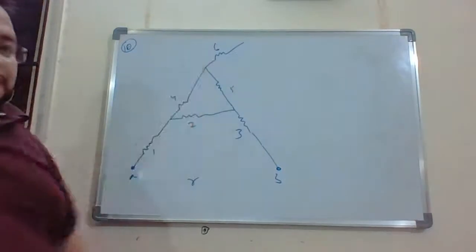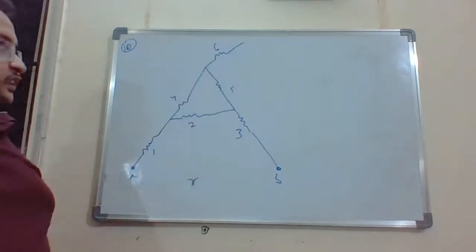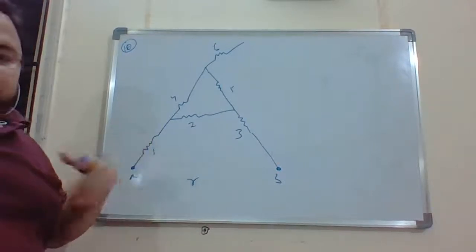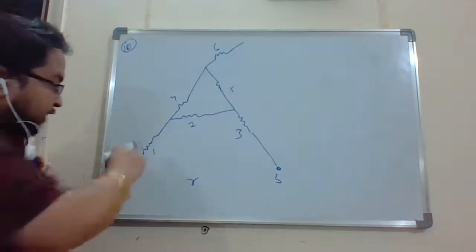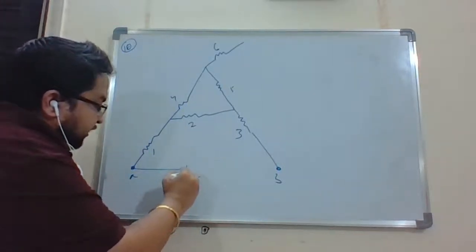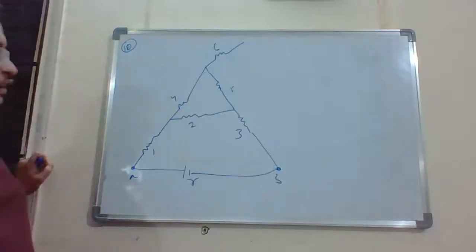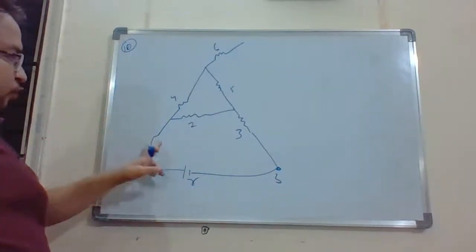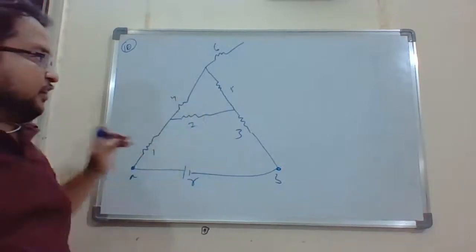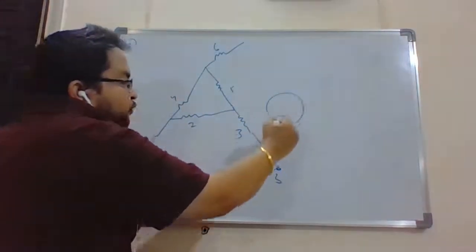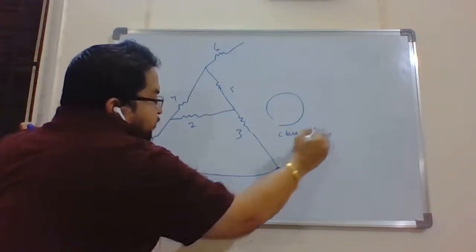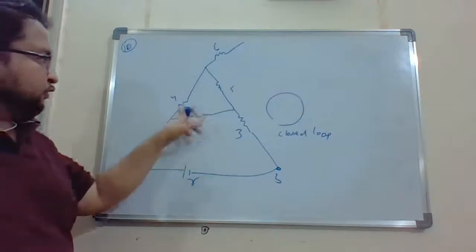If I have resistor number 6 also, which is also of resistance R, what would be the equivalent resistance? If I want to find the equivalent resistance across these two points, I would connect a cell across them. In that scenario, the loops wherever they are, those are closed loops for resistors 1, 2, 3, 4, and 5.